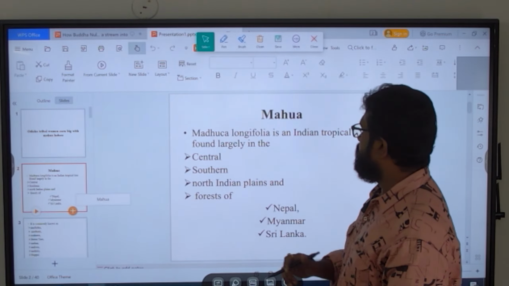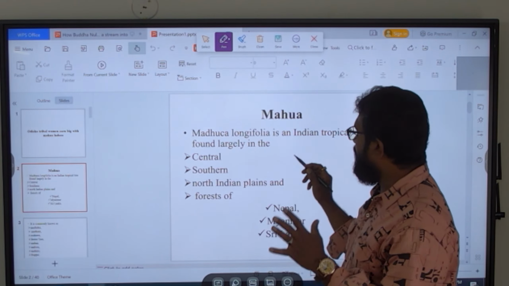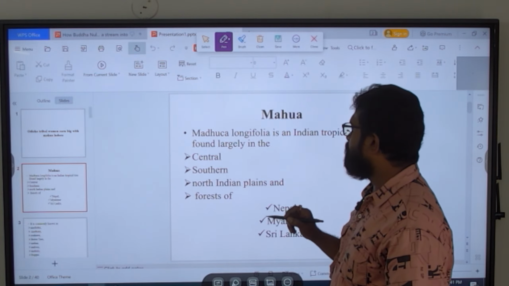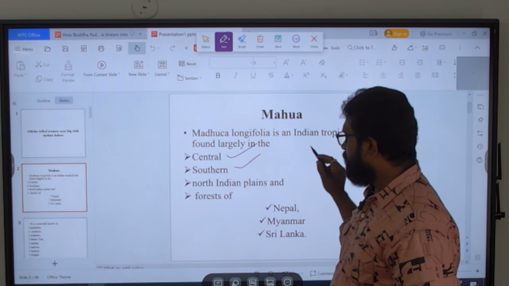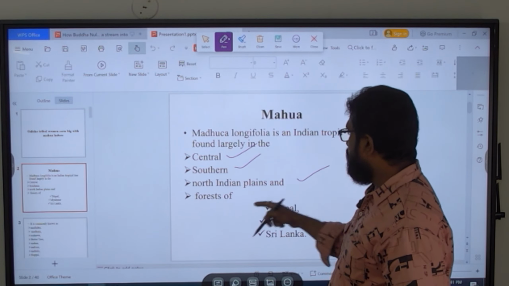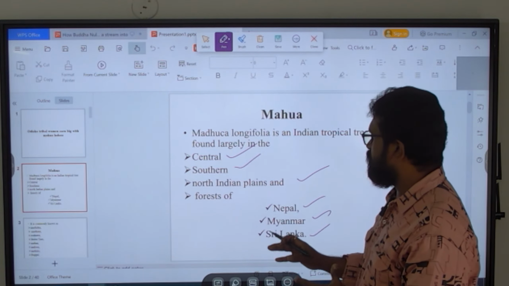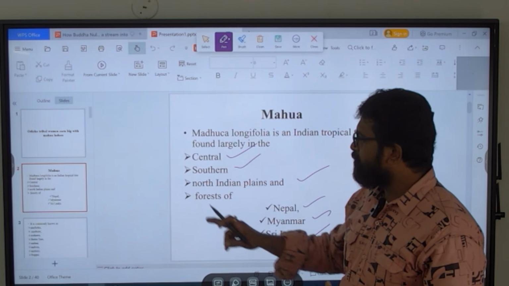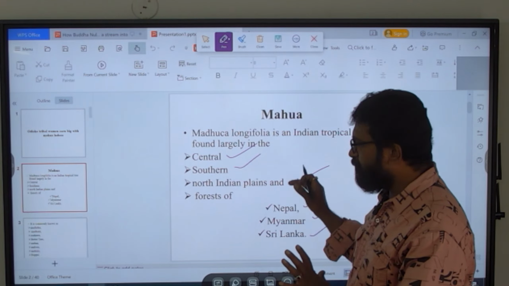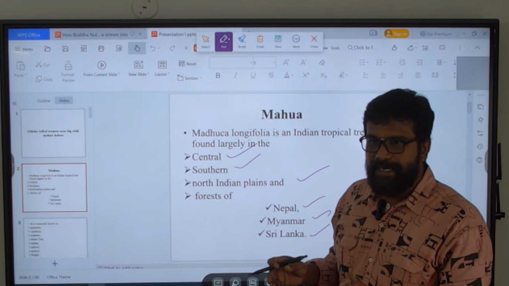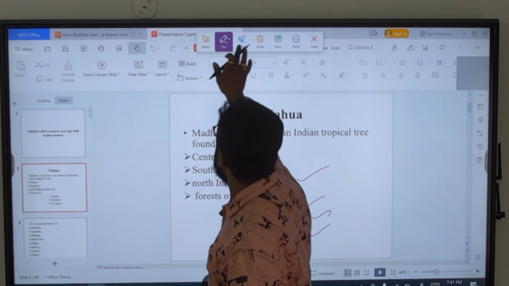You see this. This is the scientific name of that Mahua tree, but where is it really found? In India: Central India, Southern India, the North Indian plain, and the forests of Nepal, Myanmar, Sri Lanka. So these are the places where we can find this Mahua tree. Central, southern means we can see the Mahua tree in Tamil Nadu also. In Tamil Nadu it has different names. You see, look at here.